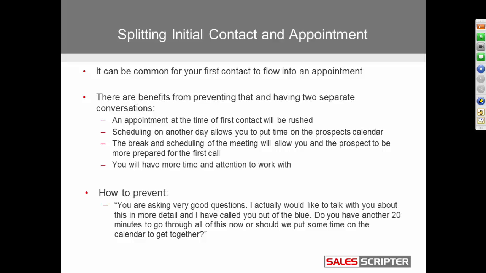Now, you might not want to do that if they're a very difficult person to get a hold of, if you think they're going to flake. But if you have confidence in who you are and in your process, I think that works best.